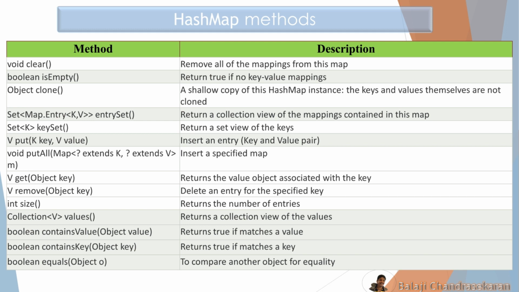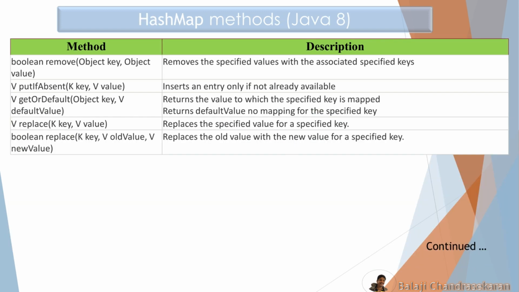The equals method in the HashMap class is used to compare this HashMap instance with another object for equality. It checks whether the specified object is also a map and contains the same mappings as this map. In Java 8, the HashMap class introduced several new methods. Some of them are as follows.